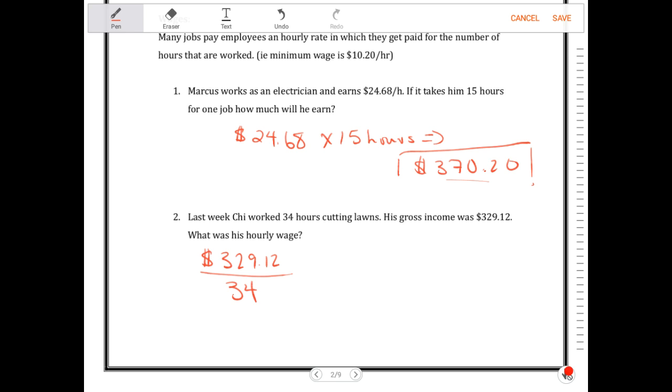That's $9.68 per hour. Okay, per hour or per 1 hour. That's a unit rate or a unit price, okay? Or unit rate, I suppose.